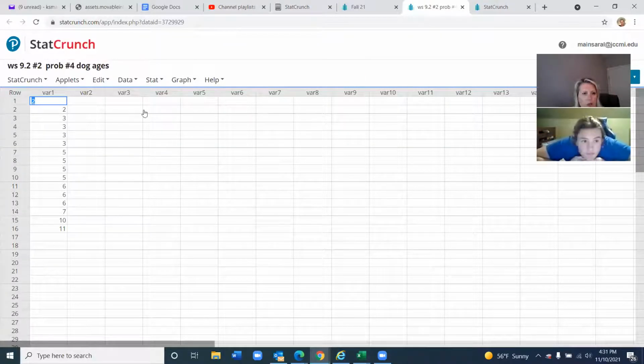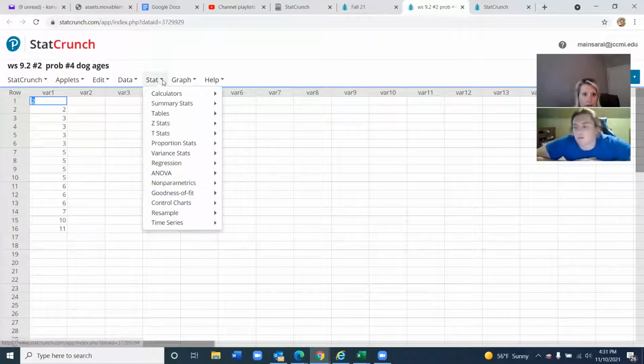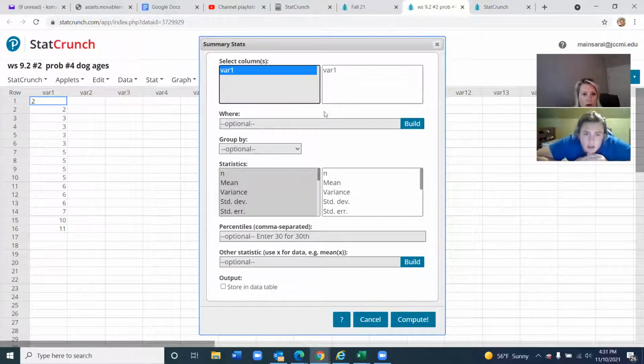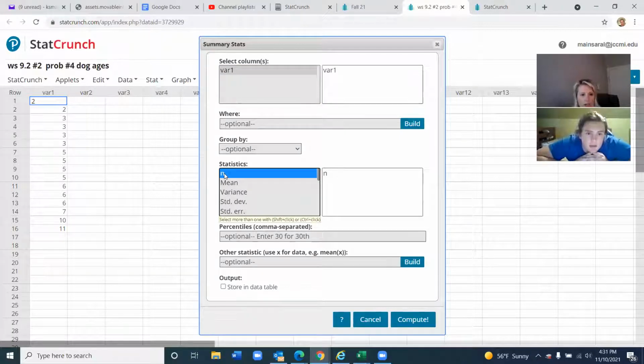So I think it's appropriate while we're here in StatCrunch to remember that we can find regular summary statistics. If we go to Stat, Summary Stats, Columns, I'm going to choose my var1, click on N, hold my shift key, and click on all 4 down to standard deviation. I need the N, the mean, and the standard deviation anyway. So compute.